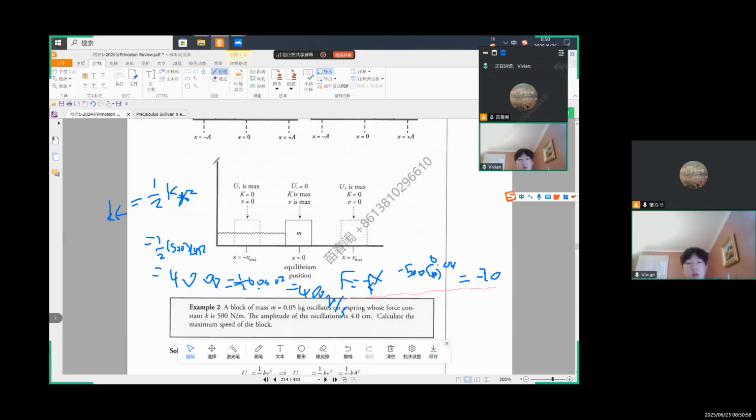That's a little too fast, right? You realize 400 meters per second is very fast. 4,000 equals 1/2 mv squared. Wait, are you using 4 meters? It's 4 centimeters. Oh, right, the 0.04. Okay, that makes sense.